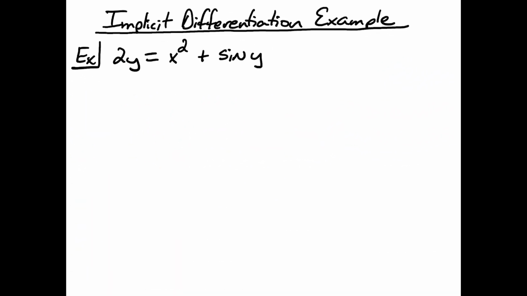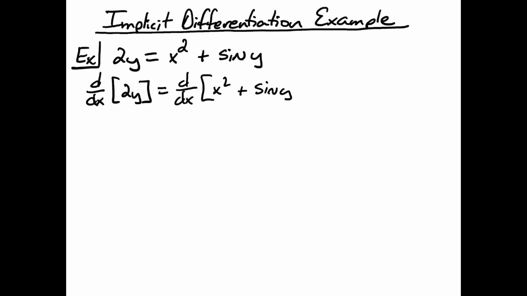In this video, I'm going to do one implicit differentiation example, and we're going to be looking at 2y is equal to x squared plus sine y. All right, so the first step, you're going to indicate that you are taking the derivative of both sides. So I'm going to go d dx of the 2y on the left-hand side, and then I'm also going to do d dx on the right-hand side of the x squared plus sine y.